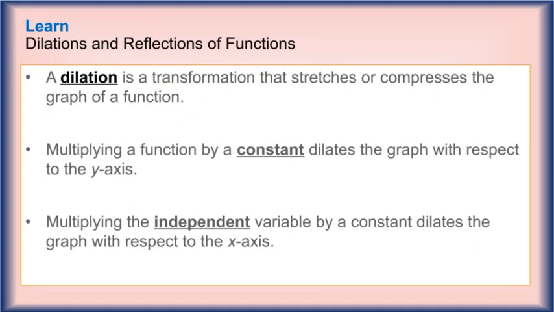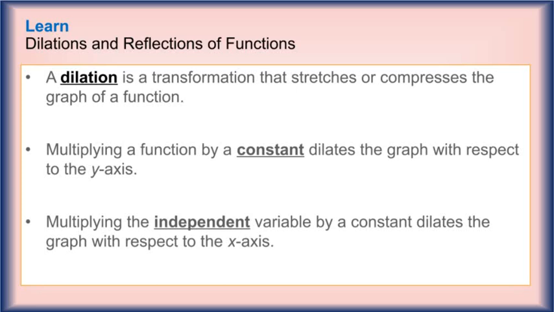Next part is looking at dilations and reflections. Dilation means a stretch or a compression, and then there's also vertical or horizontal movement with that. A dilation is a transformation that stretches or compresses the graph of a function. When we multiply a function by a constant, it dilates the graph with respect to the y-axis. Multiplying the independent variable by a constant dilates the graph with respect to the x-axis.